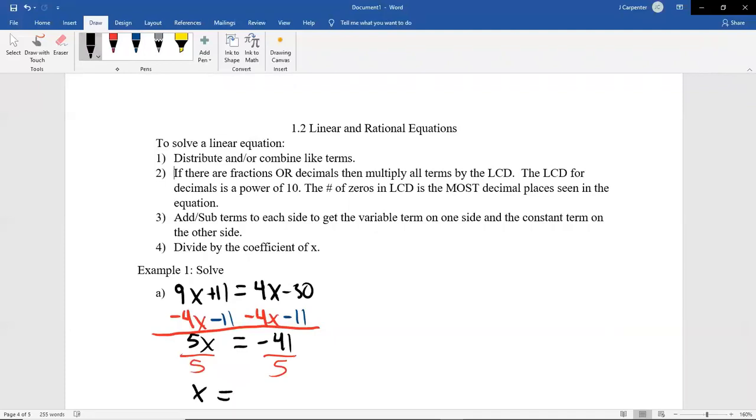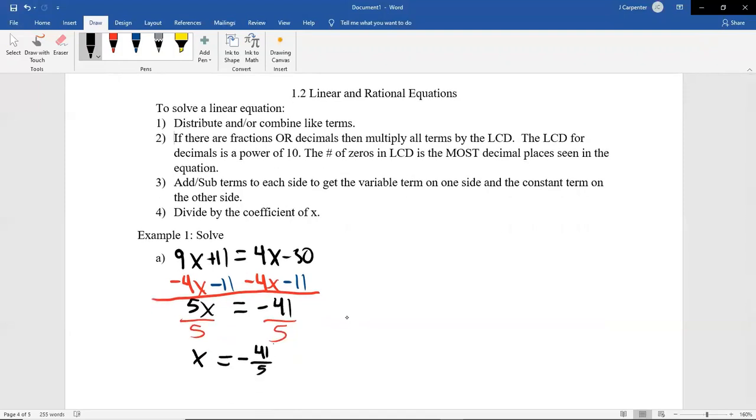And then 41 divided by 5 is not a whole number. It doesn't reduce as a fraction. So guess what? You can actually leave that as 41 over 5, negative 41 over 5 specifically. If you really wanted to, you could convert it to a mixed number or a decimal. Guess what? When you do extra conversions, it tends to lead to mistakes. So it is not my advice to convert this.